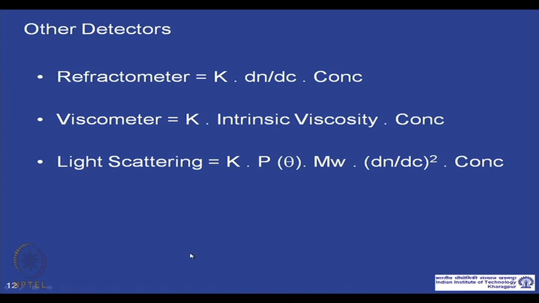Now, there are other detectors which can be used. Nowadays modern GPC equipment use a viscometer, which can detect the intrinsic viscosity online in real time, and a light scattering detector which can determine the weight average molecular weight online, which basically gives us the scope to find out this molecular weight distribution in actual sense.